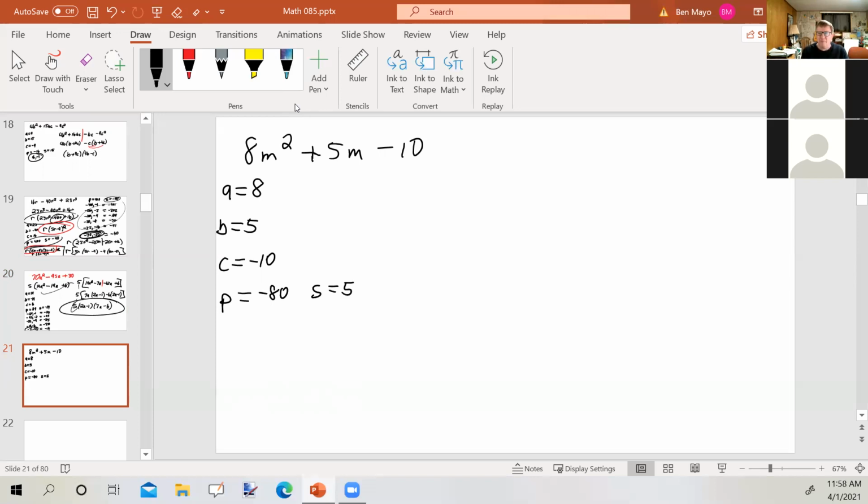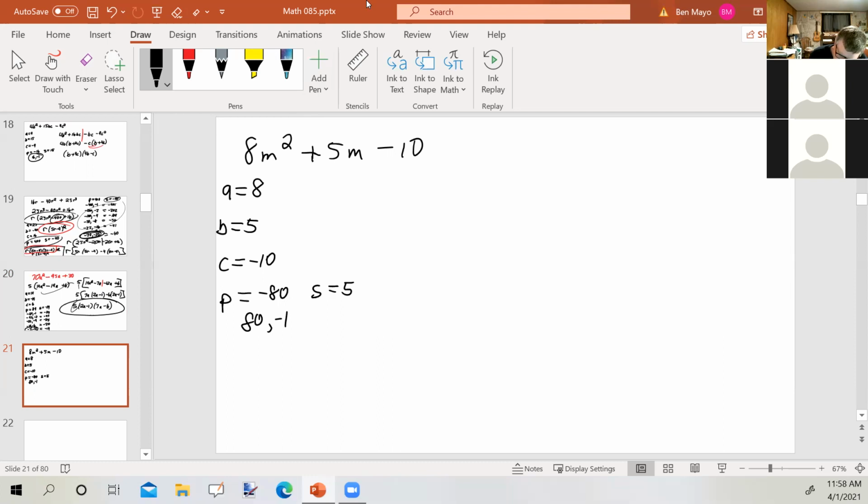So I've got a negative product, which means I have to have a positive factor and a negative factor, one of each. But when I add those two numbers with different signs, the sum is positive. So the absolute value of the positive number has to be bigger than the absolute value of the negative number. So I need a big positive and a little negative. Consequently, rather than starting out with, say, negative 80 and 1, I'm going to start out with positive 80 and negative 1, because I know my positive number has to be bigger.